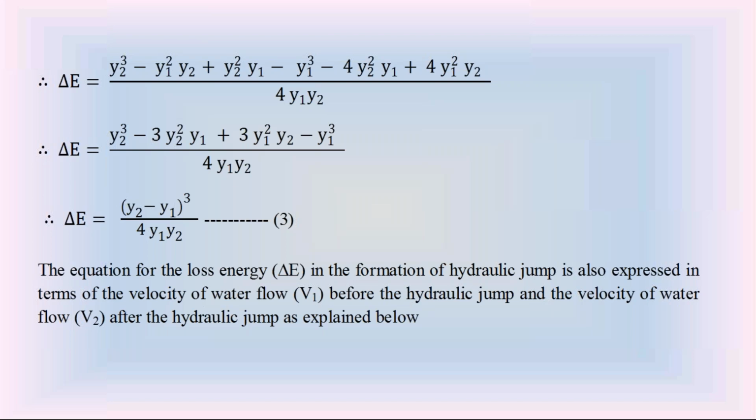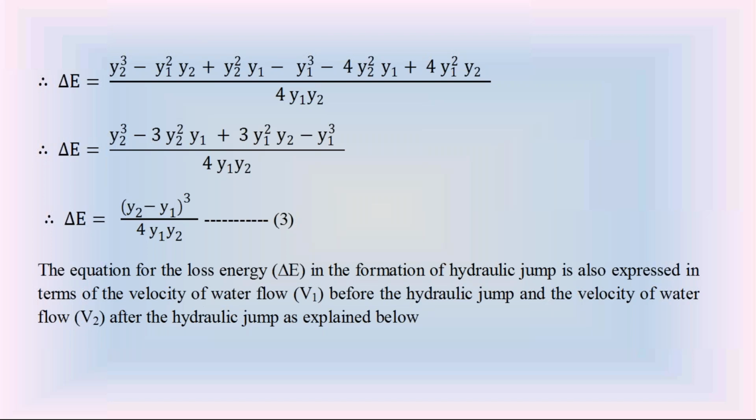This is one equation for delta E. Here that delta E is calculated by using the depth of water flow y2 and y1. We have another equation for the loss of energy delta E. That equation is in terms of the velocity of water flow V1 and V2. We know that before the hydraulic jump the velocity is V1, and after the hydraulic jump the velocity is V2. In terms of those velocities V1, V2 also, you can prepare the equation for loss of energy delta E.